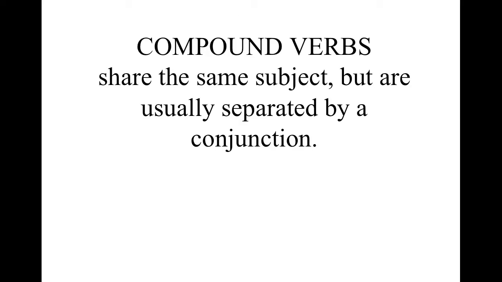Compound verbs share the same subject, but they're usually separated by a conjunction. A conjunction joins two things. Tom went to the movie and ate some popcorn. Those are both actions being performed by Tom, but they're joined with a conjunction, and. So he's doing both of those things. We forgot to take the comma out. Yes, there should be no comma there.